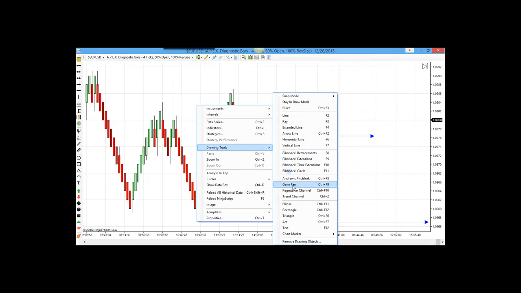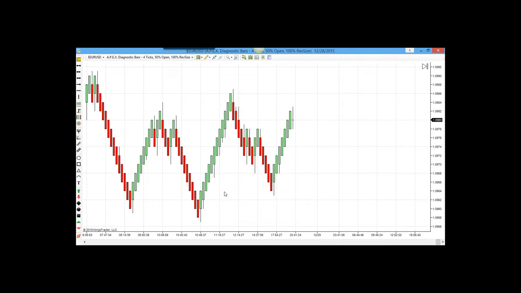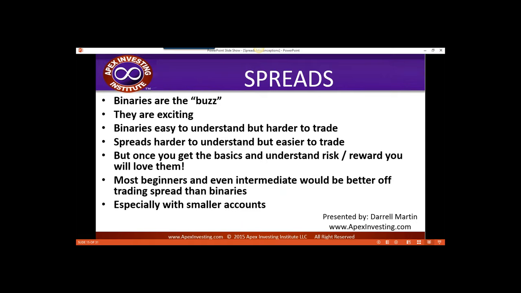Drawing tools, remove. Yes, Steven, exactly. Once you get your mindset out of binaries, it's so much easier to understand spreads. And that's where I was going on our PowerPoint: don't think like a binary trader, because these are not binaries. This is not all or nothing. And yes, you don't have to take a full loss on a binary. You can exit it early. Now, I'm just talking about till expiration.